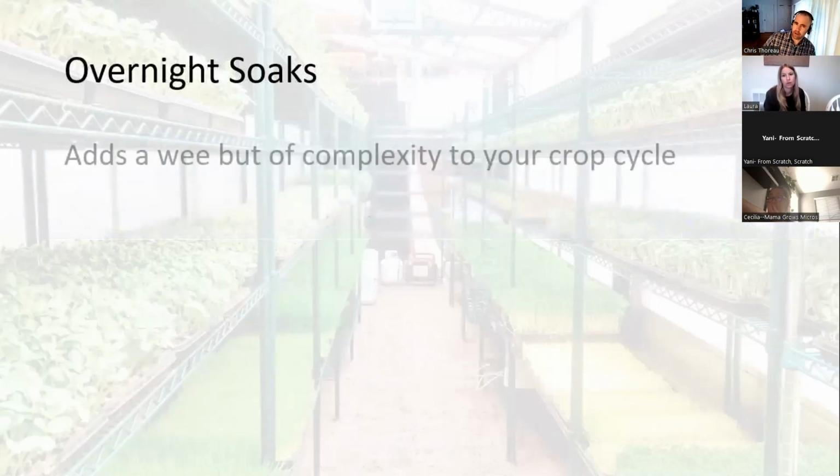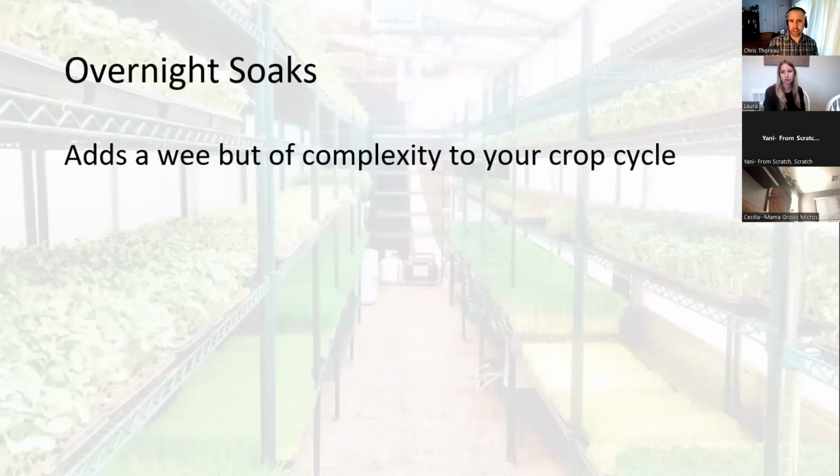Okay, so third thing here is overnight soaks. Now, really overnight soaks just add a little bit of complexity to the crop cycle. And even though I talked about pea last week, I didn't show the calculation with an overnight soak because I wanted to keep it as simple as possible.